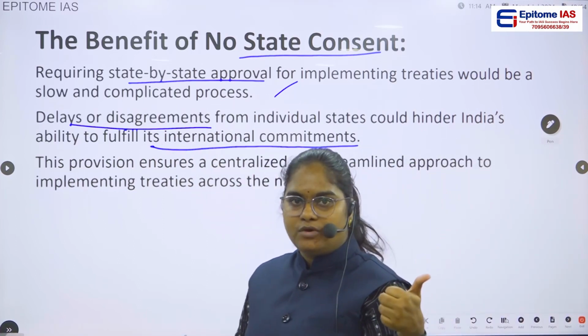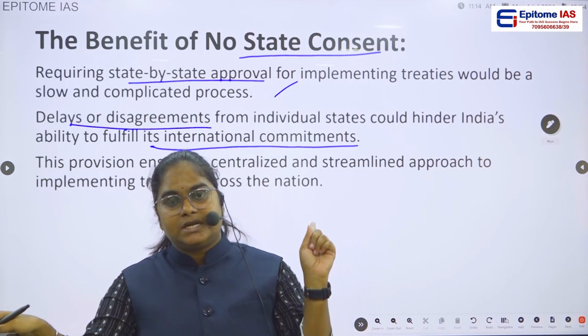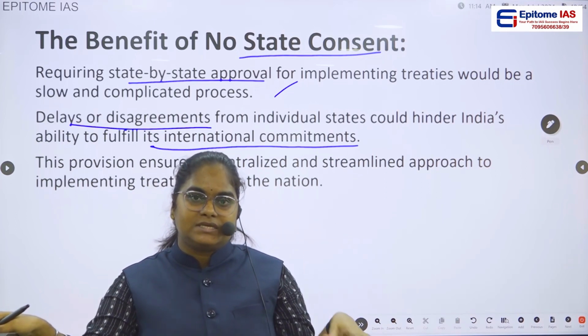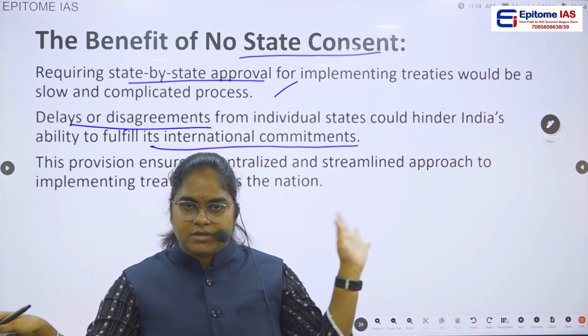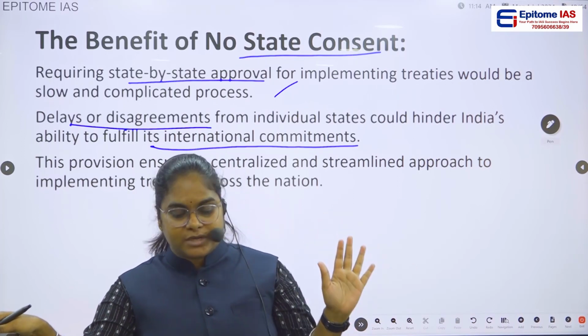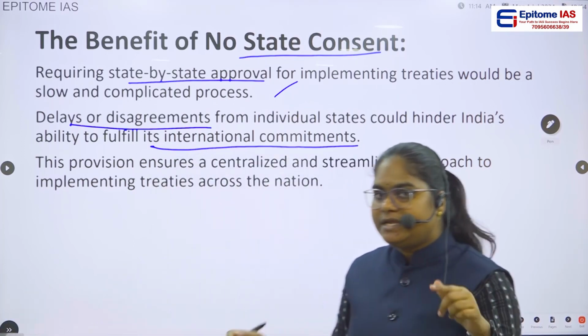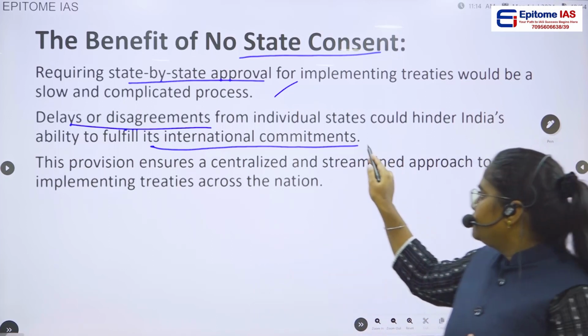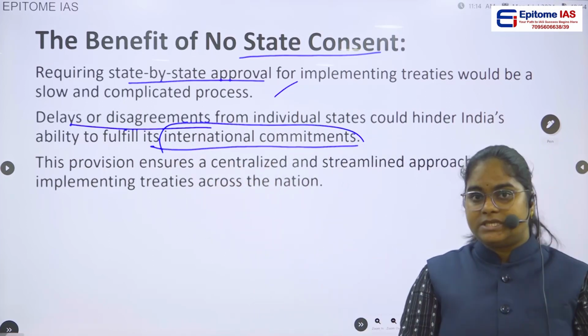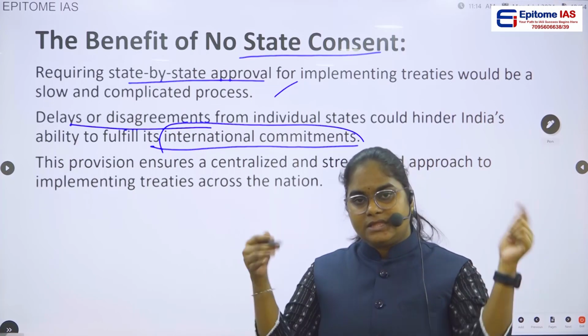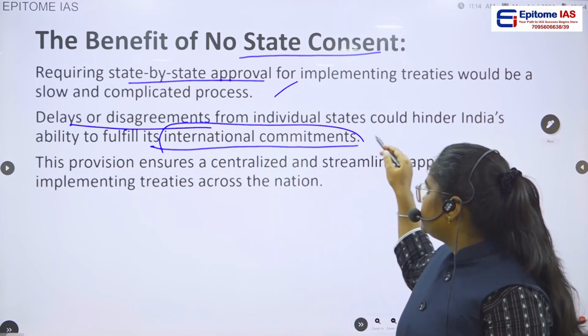So one is delay of the procedure, the other is disagreement. When some states are disagreeing to this particular treaty or to this particular act, then what will happen? India cannot fulfill the needs that are needed in the international commitment in that treaty. Okay, so this is also one of the reasons.